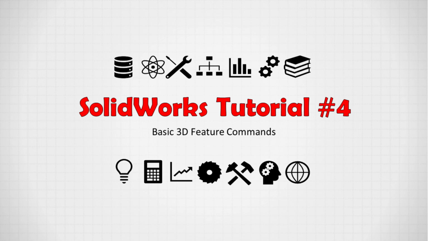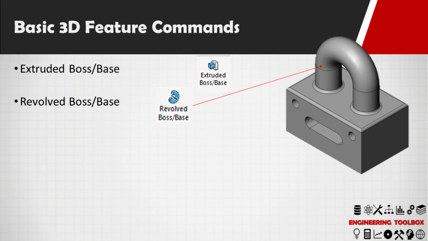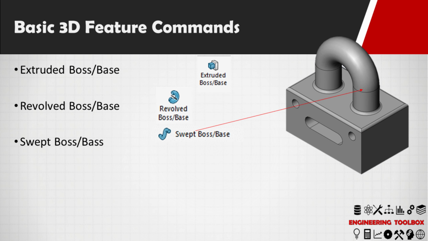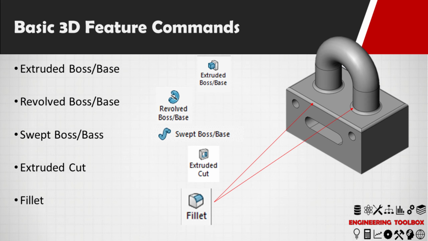In this video I'm going to be going over some of the more common 3D commands in SolidWorks. I'll be covering some of the basics for 3D modeling, including Extruded Boss, which is used to extrude a profile along a straight axis, Revolve, which is used to rotate a profile around an axis, Sweep, which is used to create a profile that follows a path, Extruded Cut to remove material, and Fillet to round edges and break corners.